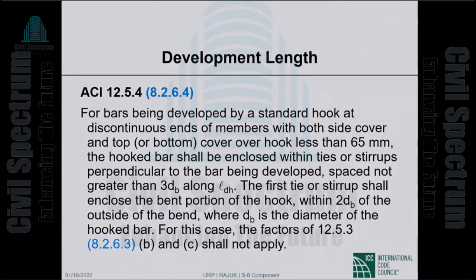This you have seen for bars being developed by a standard hook at discontinuous ends of members with both side cover and top cover over hook less than 65 millimeters. The hooked bar shall be enclosed within ties or stirrups perpendicular to the bar being developed, spaced.